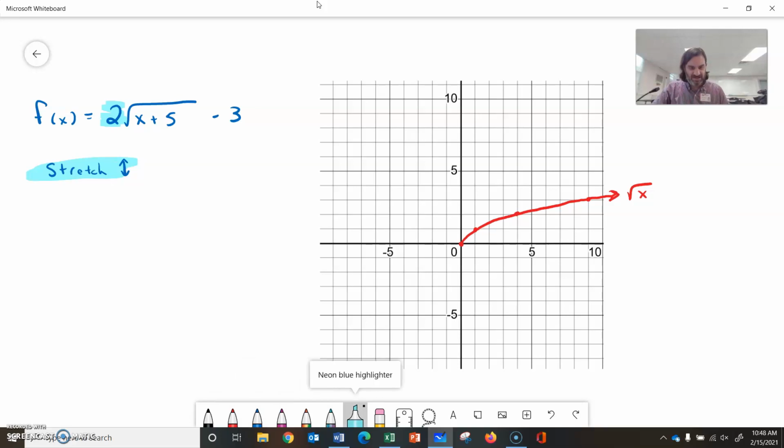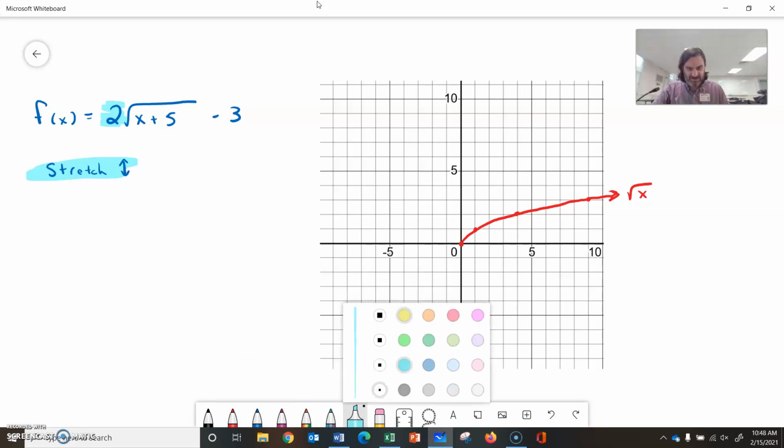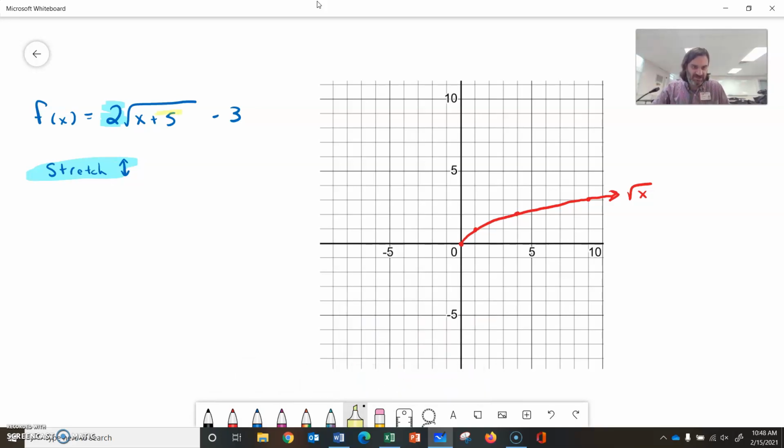What else is happening here? So under the square root is a plus 5. That plus 5, remember, under the square root is going to move in the opposite direction, so it will shift left 5. And then the negative 3 at the end will shift down 3. So let's find another color to point that out.